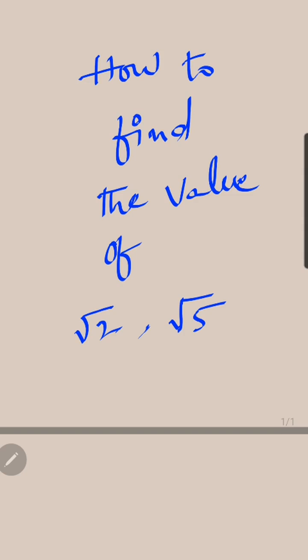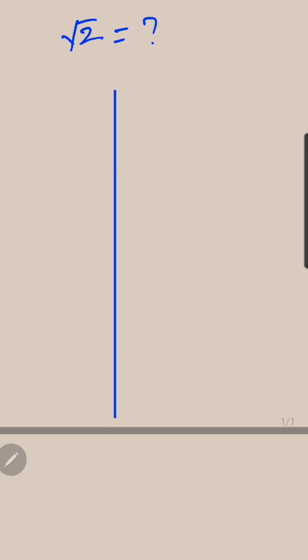So let us see. First, I'll take root 2. What is the value of root 2? For that, just draw a line like this, an L-shaped line, just draw it. After that, write 2 here, just follow the procedure, 2 here and put one point. After this, after the point, however many decimal values you want, that many pairs of zeros you have to write.